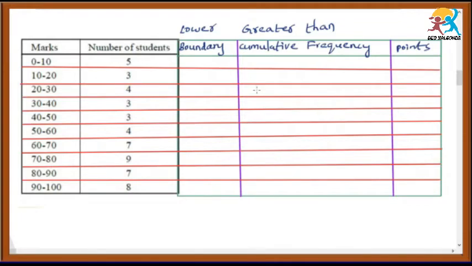For the same question, we can find the median, but here we can use the greater than cumulative frequency. To find the greater than cumulative frequency, we require the lower boundary. Lower boundary means we have to take the least number, and find the numbers which are greater than that number. So here just take the last one, 90 to 100.